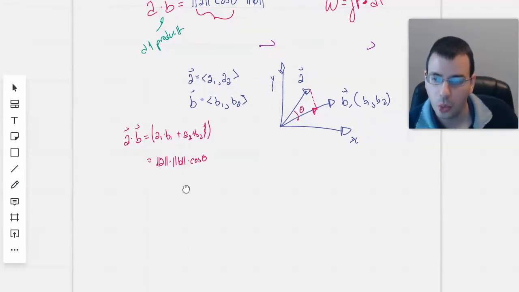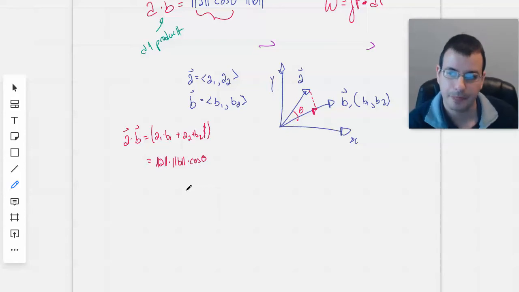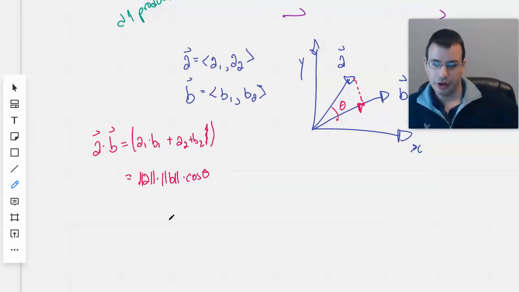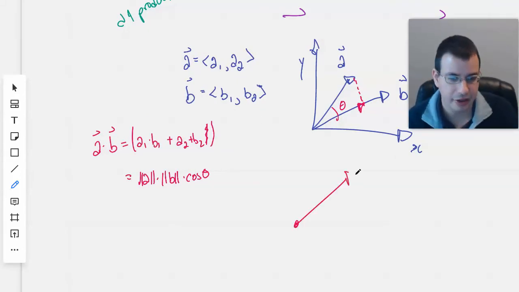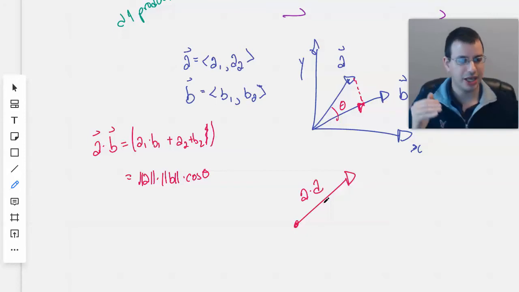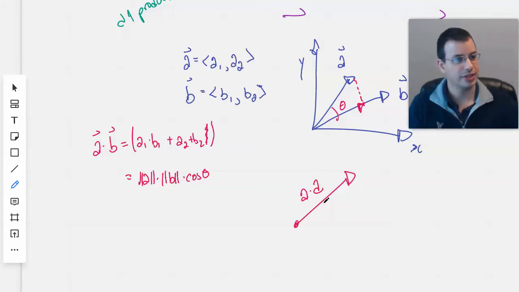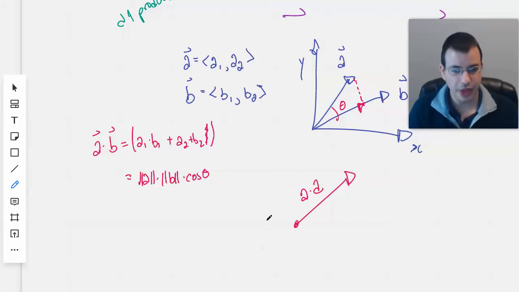One of the other useful tricks for the dot product is you can use it to find the length of a vector. So for example, if you have your vector A and you do A dot A, what that's really saying is how in line is this vector with itself. And that will give you the length of a vector.